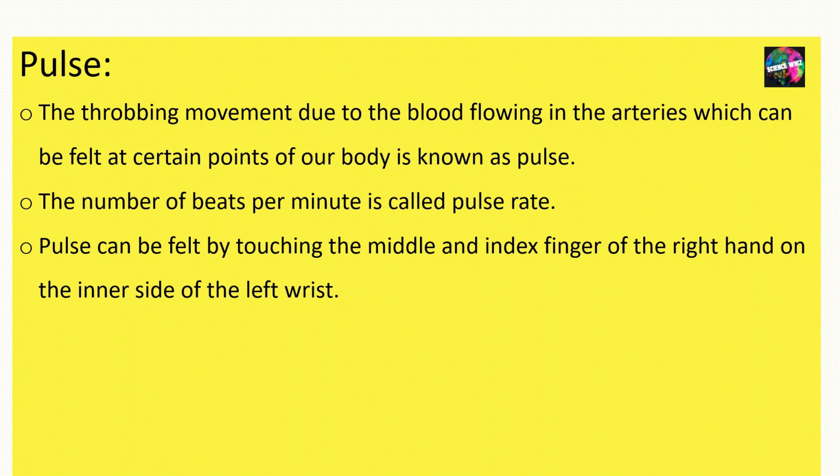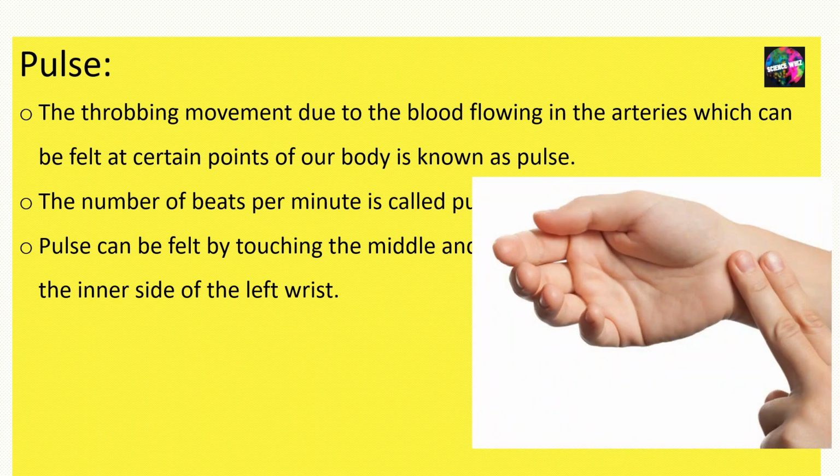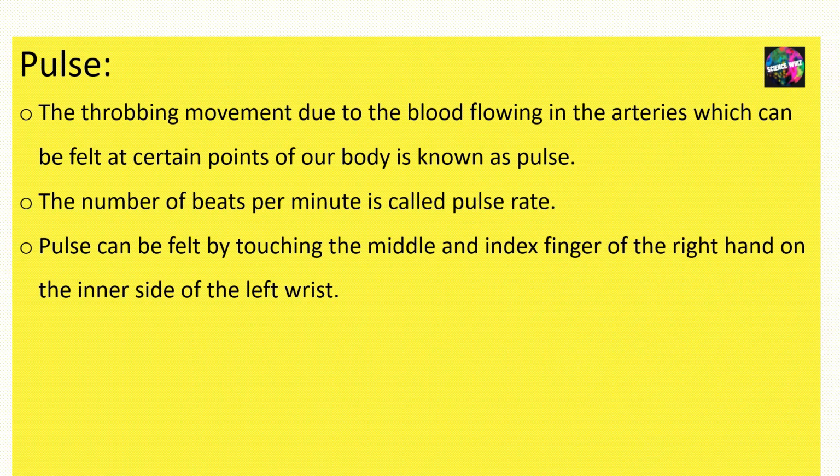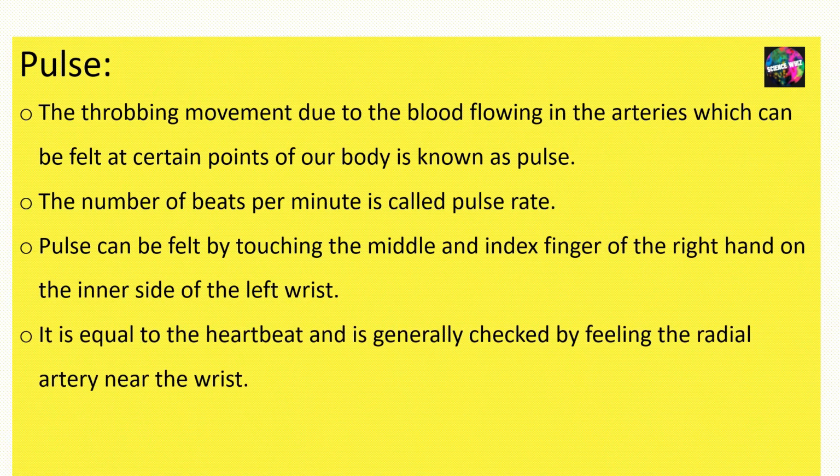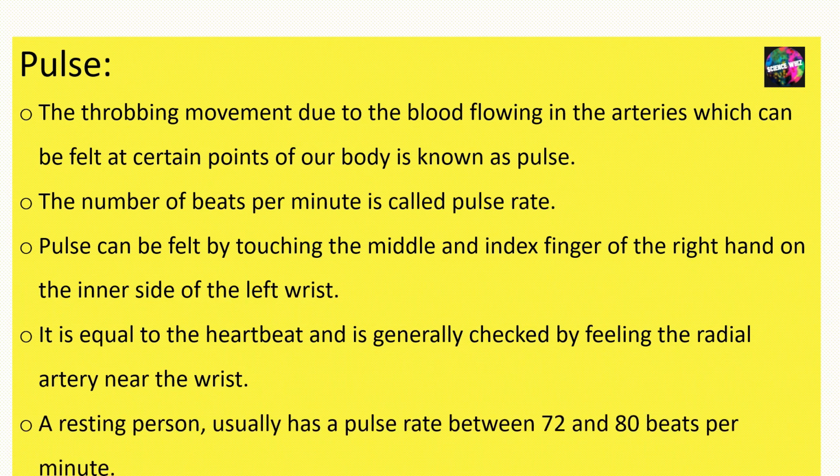Pulse can be felt by touching the middle and index finger of the right hand on the inner side of the left wrist. Like this you can try. It's equal to the heartbeat and it's generally checked by feeling the radial artery near the wrist. A resting person usually has a pulse rate between 72 and 80 beats per minute. These points are all very important. Please go through it.